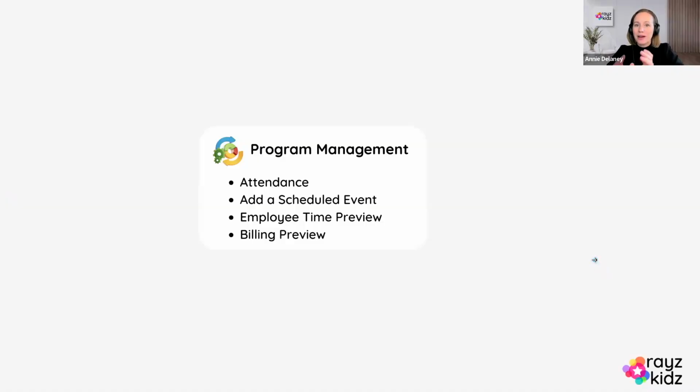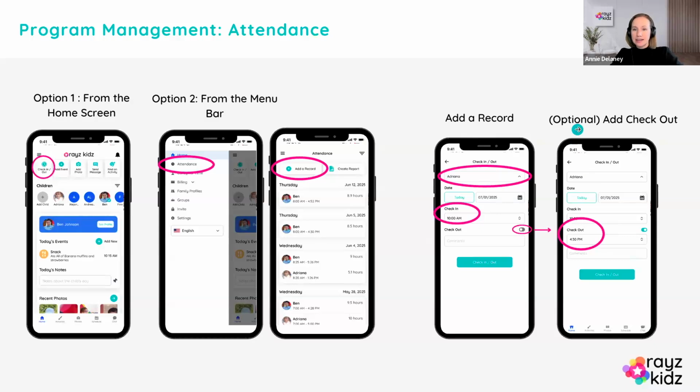So we've gone through the setup, the communication, the activities. Now we'll move on to program management. So these are tools that are helping your efficiency, helping you to manage all the multiple pieces that you have to manage for documentation. In addition to the communication with parents, this is meant to make your life easier. So for a program management perspective, we'll go through attendance, adding a scheduled event, employee time tracking, as well as a preview of the billing function. So the first is attendance.